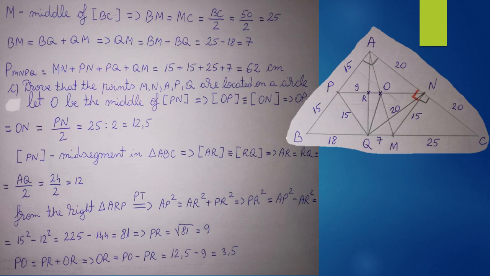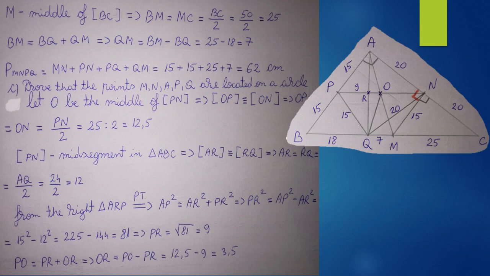Point C. Prove that the points M, N, A, P, and Q are located on a circle. Let O be the middle of segment PN. It results that segments OP and ON are congruent. So OP is equal to ON, which is equal to PN divided by 2, which is equal to 25 divided by 2, which is equal to 12.5.